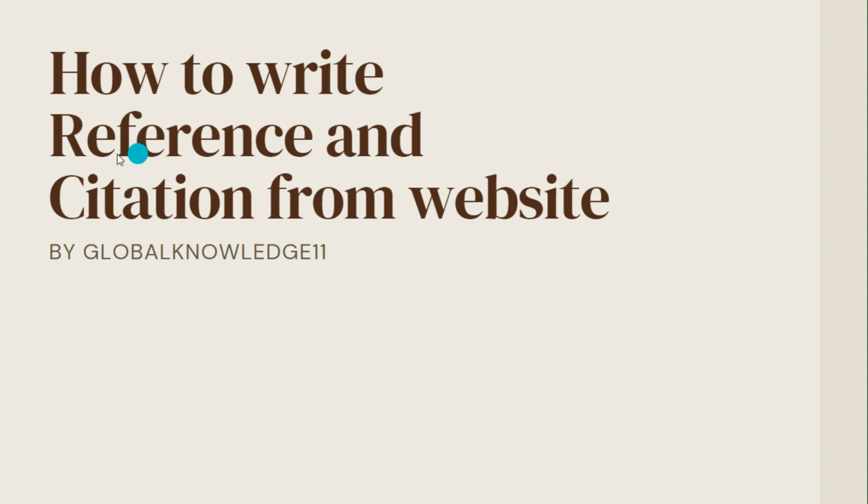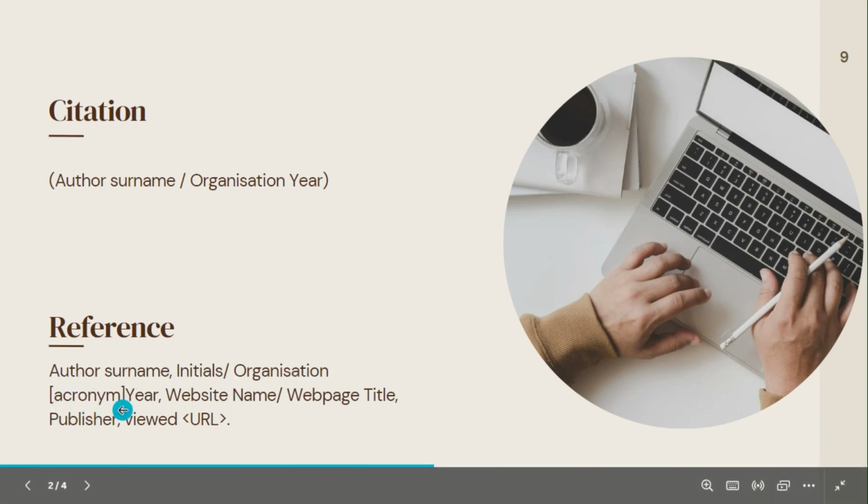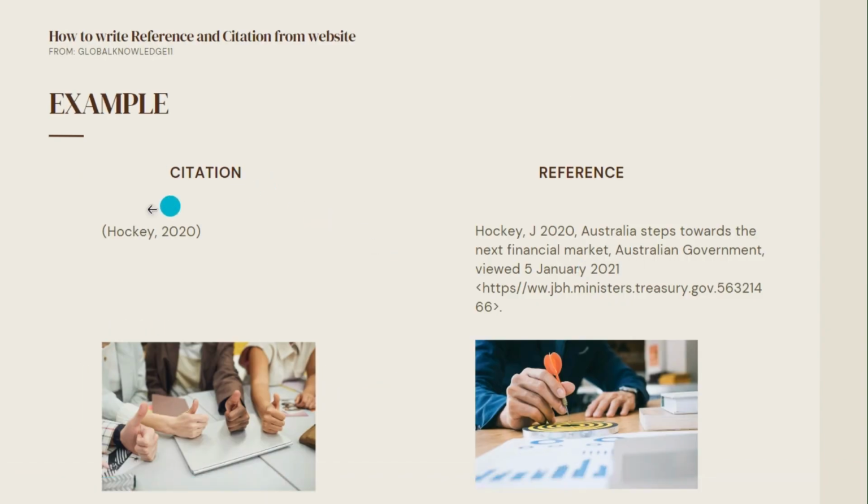Now let's get started. Let me tell you about the basic structure for citation. That is, author surname / organization year. And for reference it is author surname, initial / organization, acronym, year, website name / web page title, publisher, viewed, URL. For better understanding, let me show you with an example.